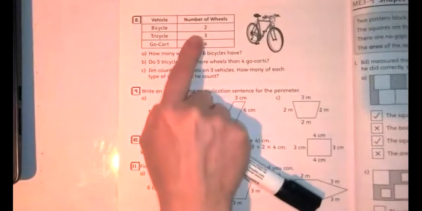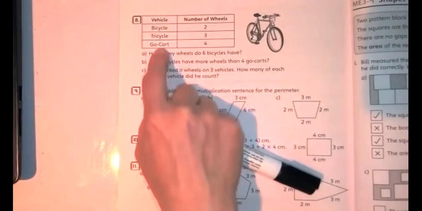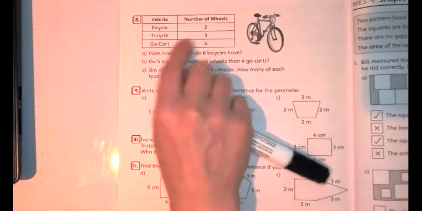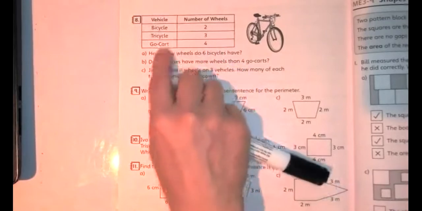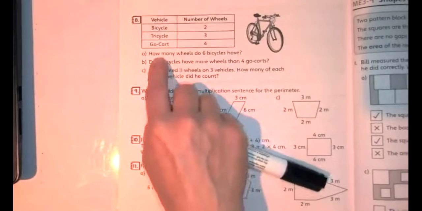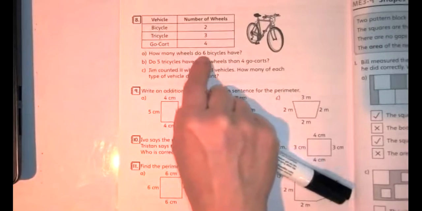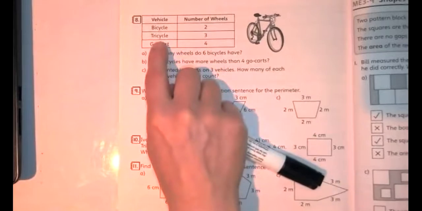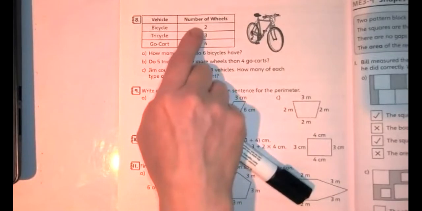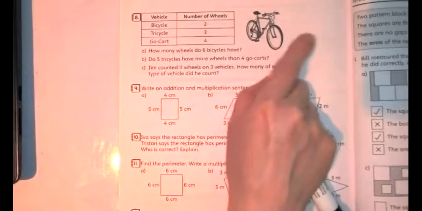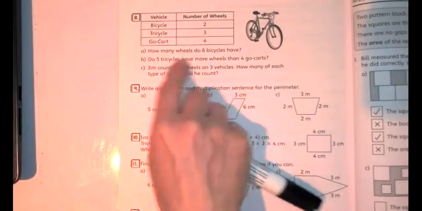They've given you a chart here. They're talking about bicycles, tricycles, and go-karts. Bicycle has 2 wheels, tricycle has 3, go-karts have 4. And then you're going to answer these questions based on that. So how many wheels do 6 bicycles have? I have to go 6 times 2 because every bicycle is 2 and I have 6 of them. So 6 groups of 2.